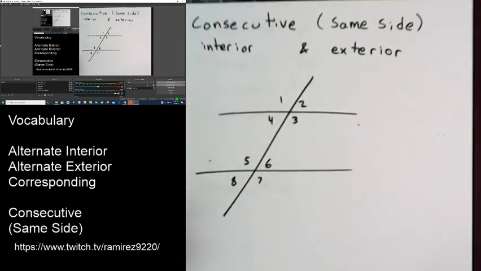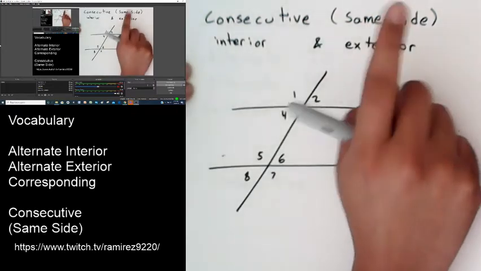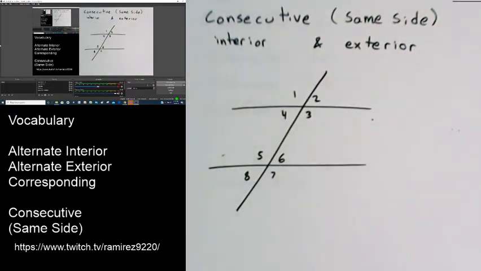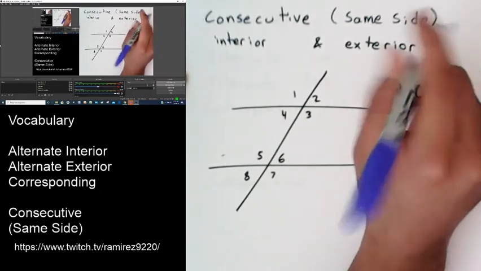Next up, we have consecutive angles, aka they're also known as same side angles. There's same side interior, there's same side exterior. There's consecutive interior, there's consecutive exterior. They mean the same thing. As the name indicates, they have to be on the same side. And the difference between these and corresponding is they're both going to be interior or exterior.